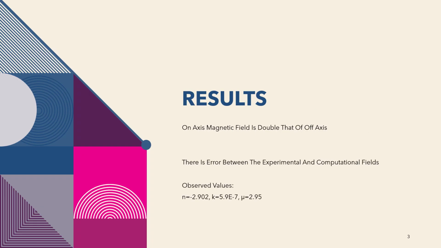Results. The on-axis magnetic field was double that of the perpendicular magnetic field. There is error between the experimental and computational fields, and the observed values for the experiment were an n of -2.902, a k of 5.9 × 10^-7, and a mu of 2.95.